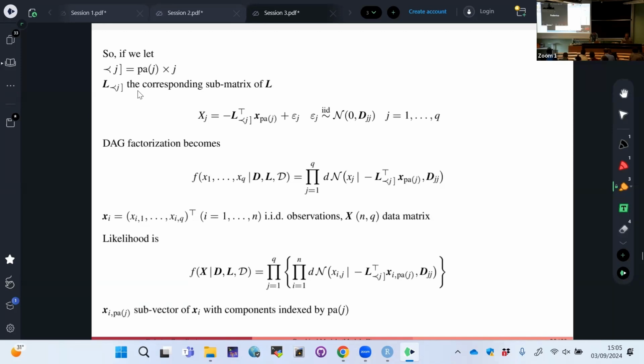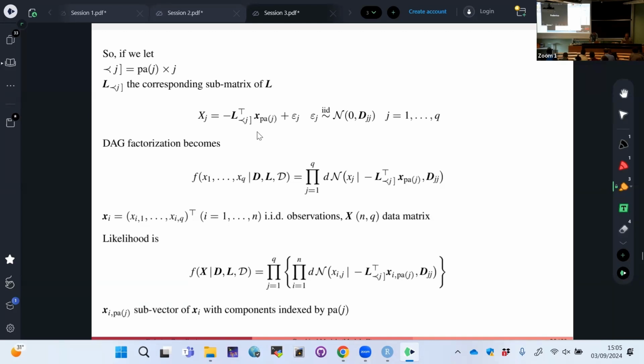Okay, so if we write node by node our SEM representation for our Gaussian DAG model, we end up with this system of linear equations where xj is a linear function of its parents, L prime x parents, plus an error term, epsilon j, which has a univariate normal distribution, zero mean, and conditional variance djj. So again, we have a system of normal linear regression models, and we know how to do things with normal linear regressions. For example, we know how to write a likelihood function.